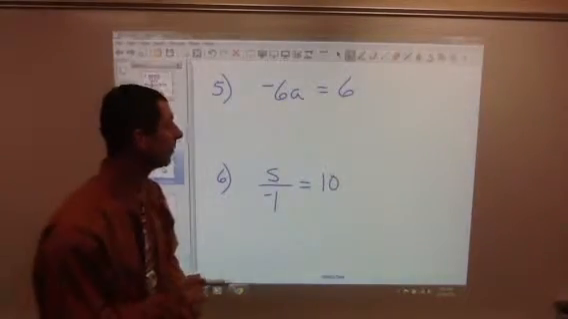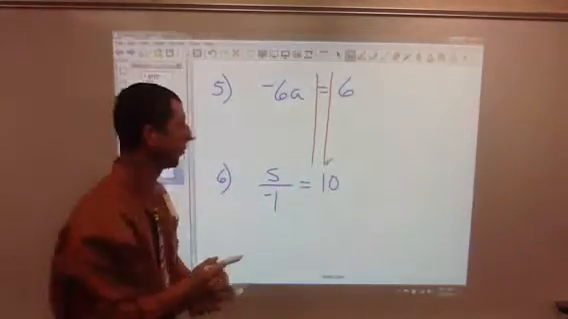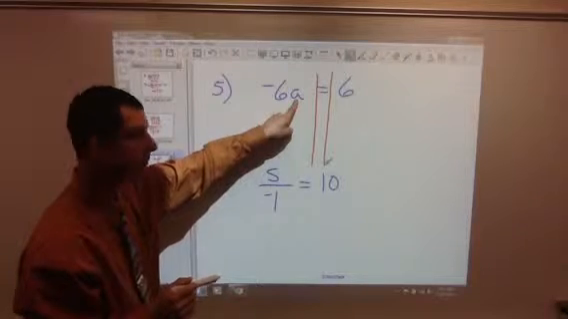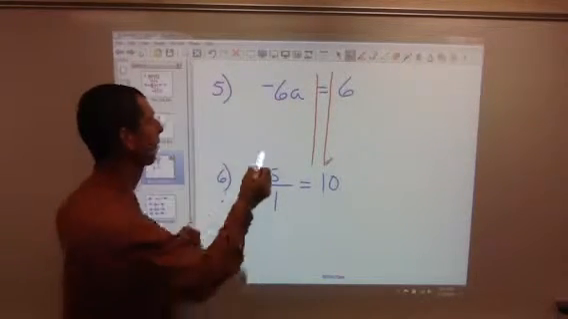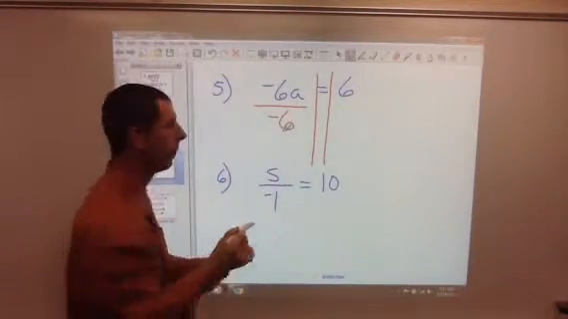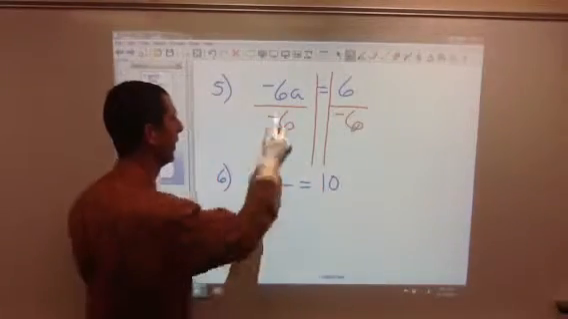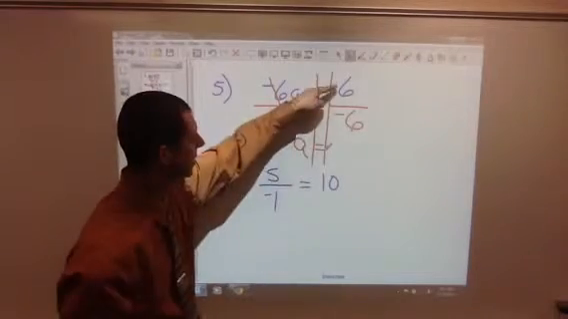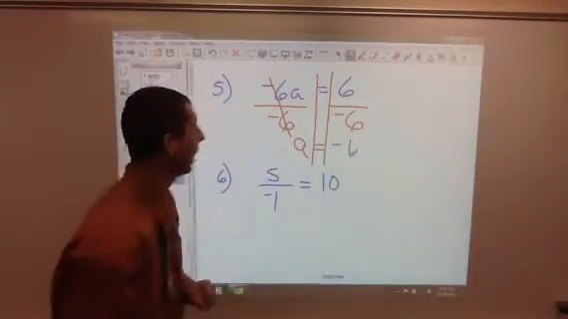Okay, number 5. Same first step. Divide our equation into 2 parts. Find your variable. It's being multiplied by -6. So to get rid of that -6, we have to do the opposite operation, which would be to divide by -6. Have to do it on both sides. All right, these cancel. A equals 6 divided by -6, which is -1.